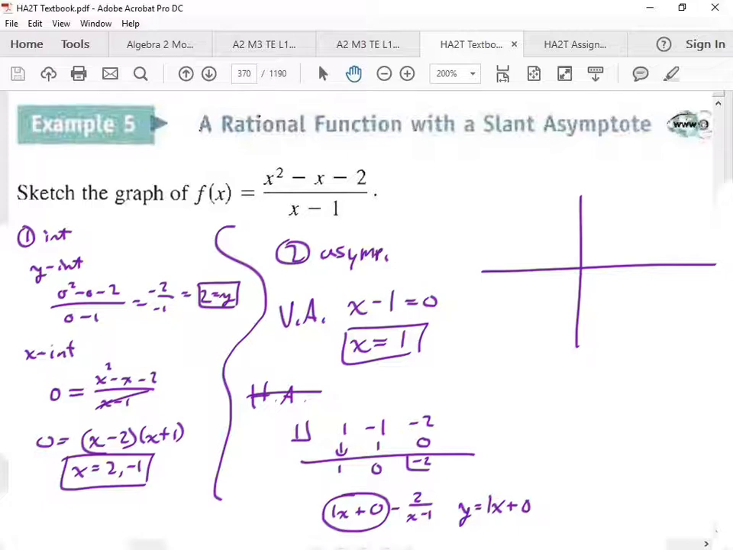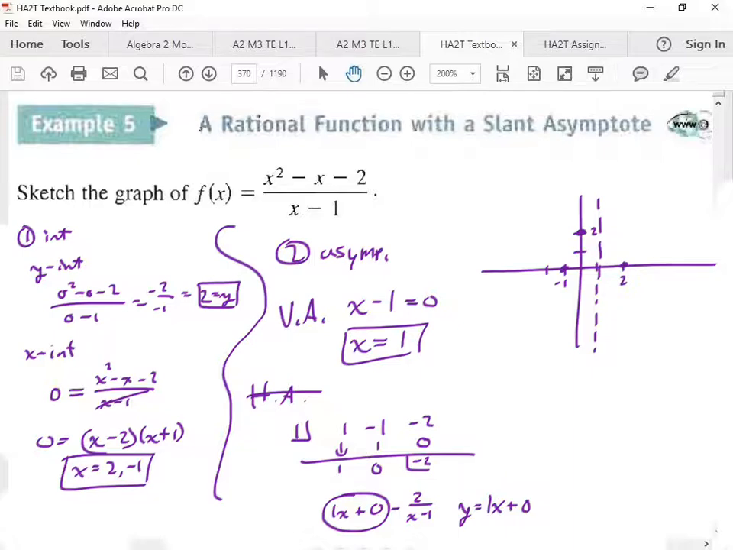Okay, let's do our intercepts first. We have a y-intercept of 2, so I'm going to put a dot right there at 2. We have 2 x-intercepts. We have 1 x-intercept at negative 1. Sorry, negative 1 right there. And we have another x-intercept at 2. Put a dot right there. We have a vertical asymptote at 1. So I'm going to put a dotted line like so.